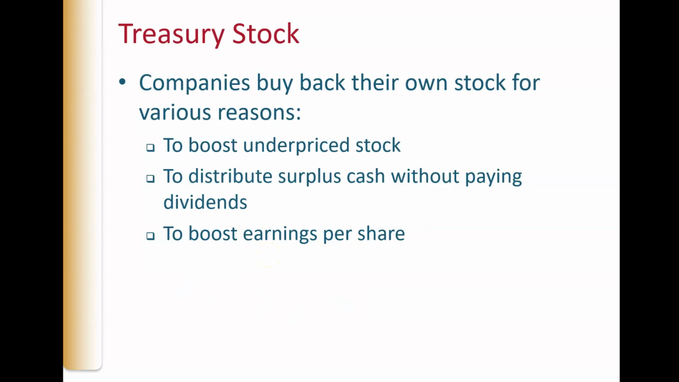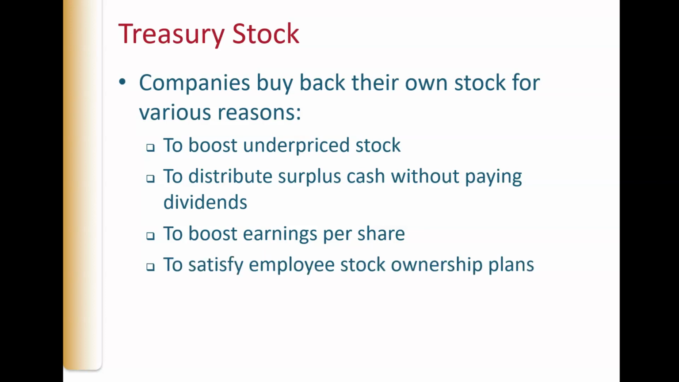Earnings per share are calculated on the outstanding shares. So the earnings per share would be higher if there were less shares outstanding. And to satisfy ESOP, or employee stock ownership plans. If they want to gift stock to employees, they have to have it to gift. So they have to buy it back if they don't have any.